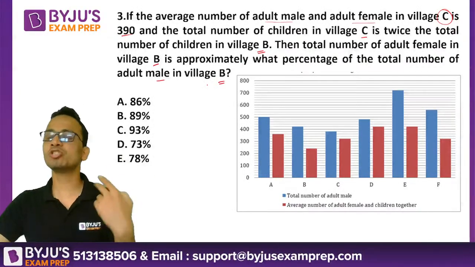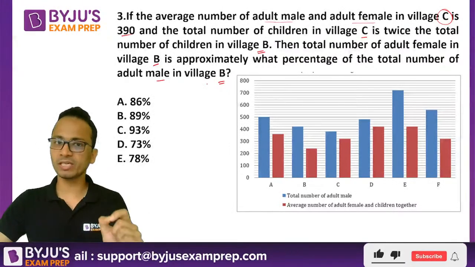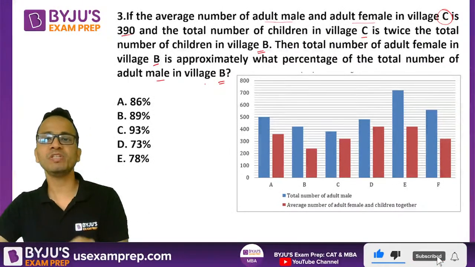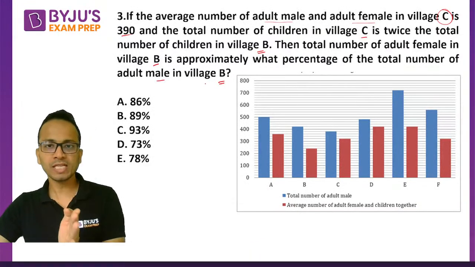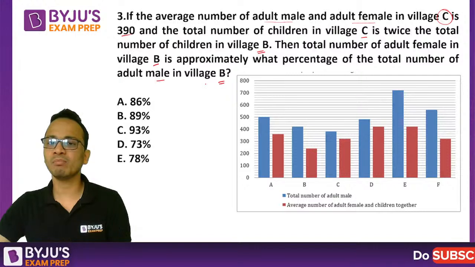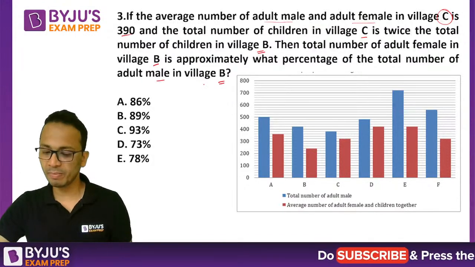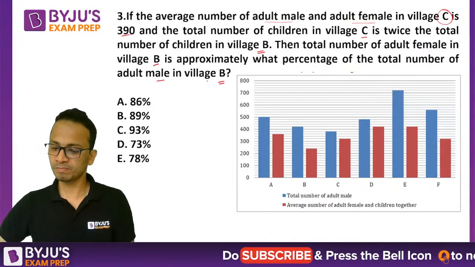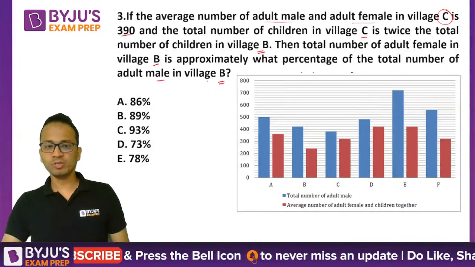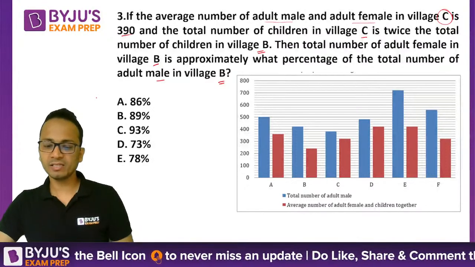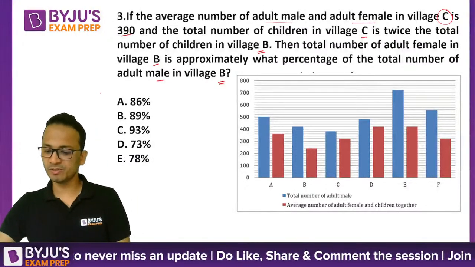So village C का कुछ डेटा दिया हुआ है, उसको use करके there is a connection between the number of children of village C and village B. Use that and then calculate the number of adult females and adult males in village B. So let's see how many of you will be able to handle this complex information.